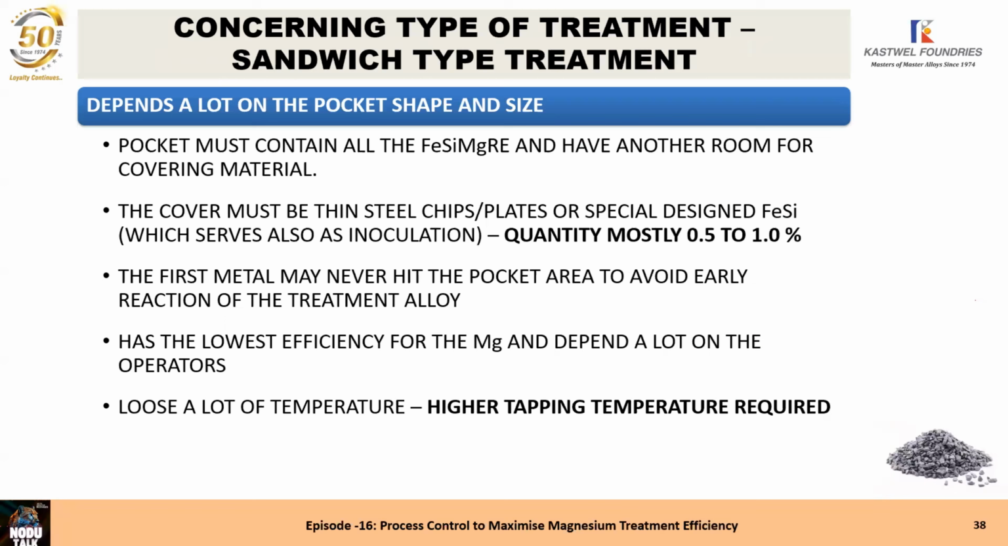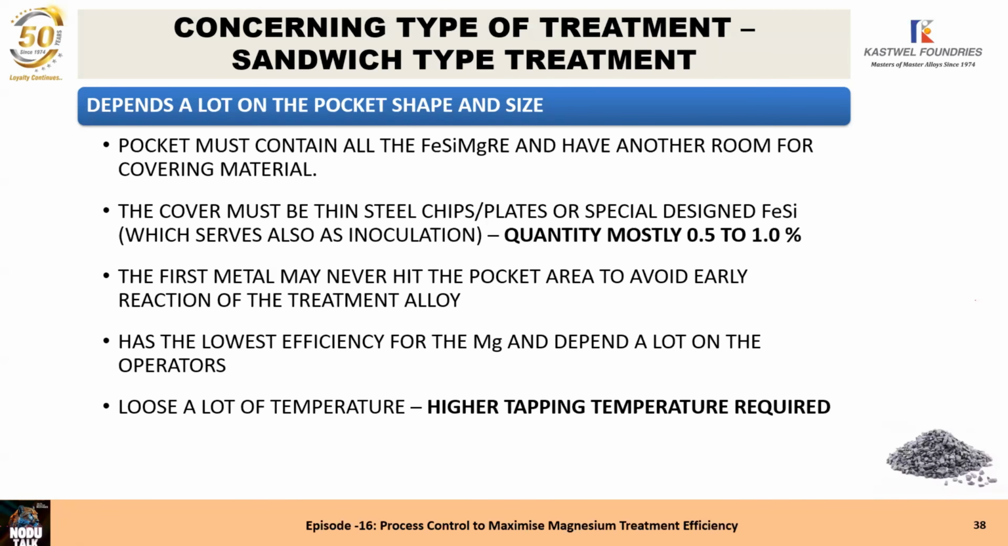This is clear. Let's talk about the sandwich method. It depends a lot on the pocket shape and size. The pocket must contain all the ferrosilicon magnesium with rare earth and have enough room for another cover material that will be put, normally 1 to 2%, on the top of this ferrosilicon magnesium, and probably with ferrosilicon inoculant. The cover must be thin steel chips or plates or specially designed ferrosilicon, which also serves as an inoculant. The quantity of this ferrosilicon is mostly between 0.5 to 1% of the metal weight.